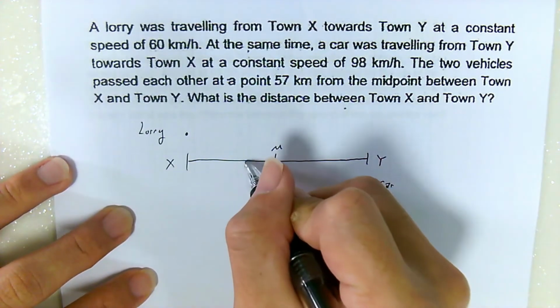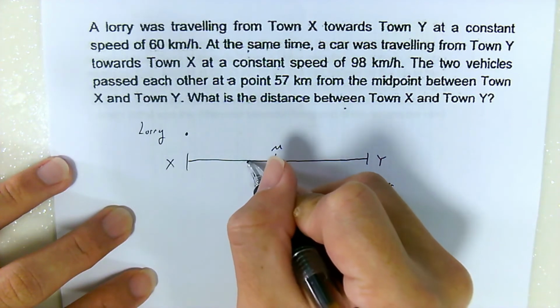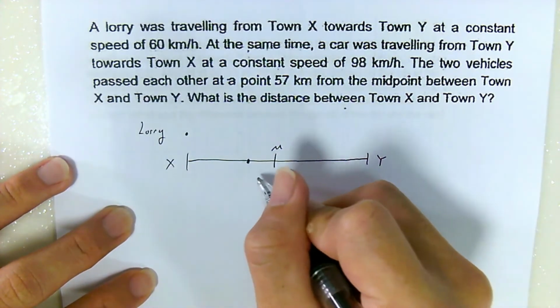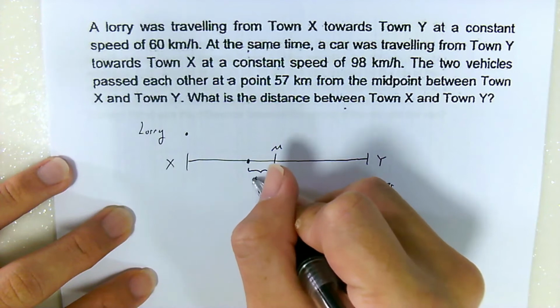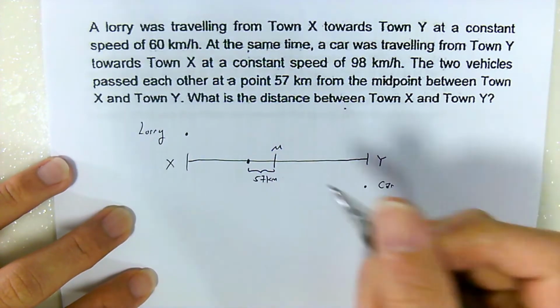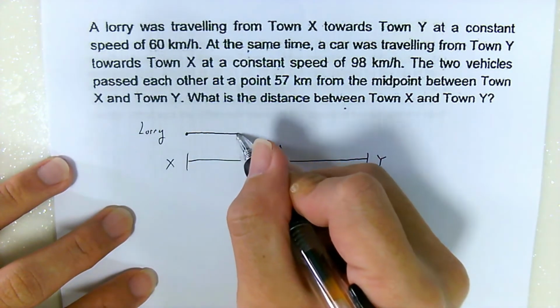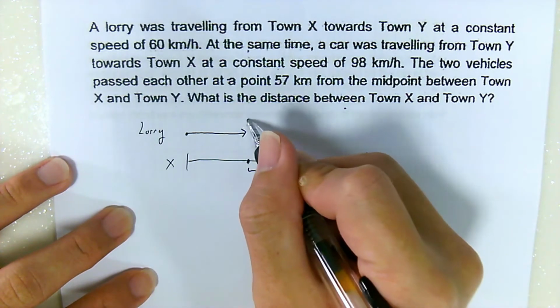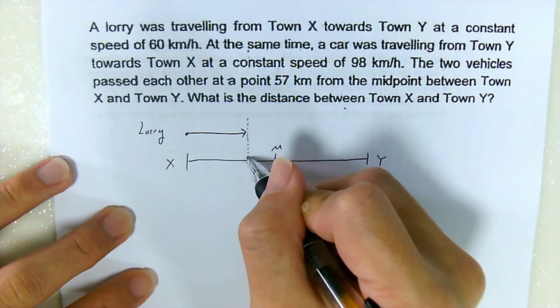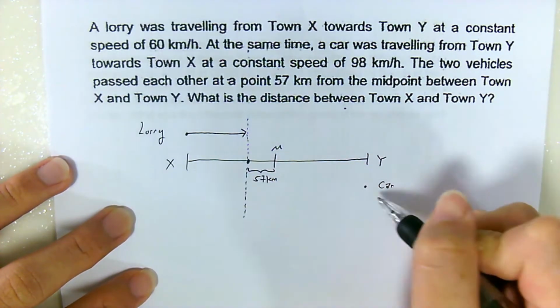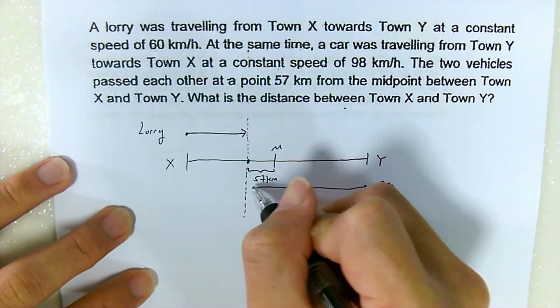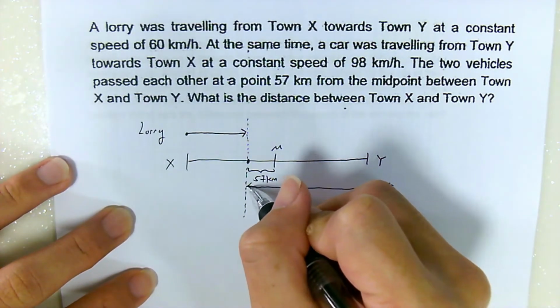Okay? So we're going to put the midpoint over here. So we're going to put the point 57 over here. So this will tell us that this is 57 km. Now, so I know the lorry started from here, and then it moved towards here, and that is where the lorry will meet the car. So we just draw the car like this.